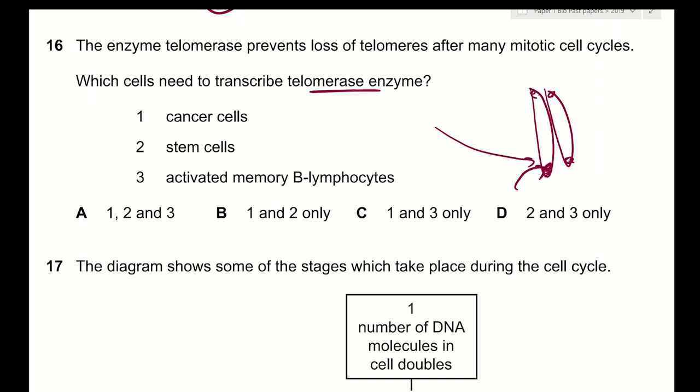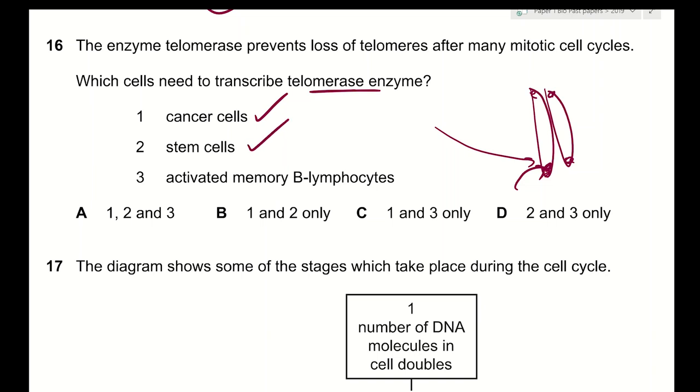Therefore, for one, cancer cells. As we all know, cancer cells actually have a high amount of telomerase enzyme. The reason for this is that they divide uncontrollably. Therefore, cancer cells are correct. For two, stem cells. As you all know, stem cells also divide an unlimited number of times to provide cells which could differentiate. Therefore, they must also have a high supply of telomerase enzyme.